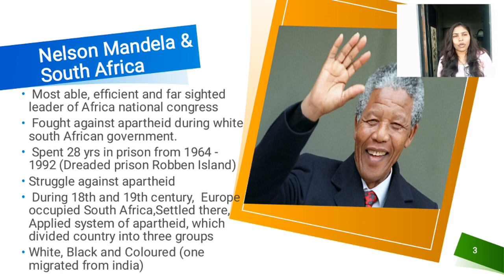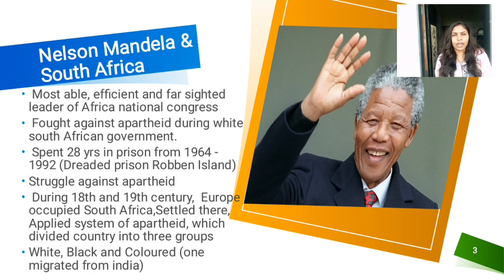South Africa has quite a similar story to our country in terms of rule and system. Just like the Britishers came to India and ruled our country for around 200 years, in the same way they occupied South Africa also, and over there also they ruled for so many years. But over there they started one system which is called the apartheid system. Apartheid system means a system of segregation between white and black people.